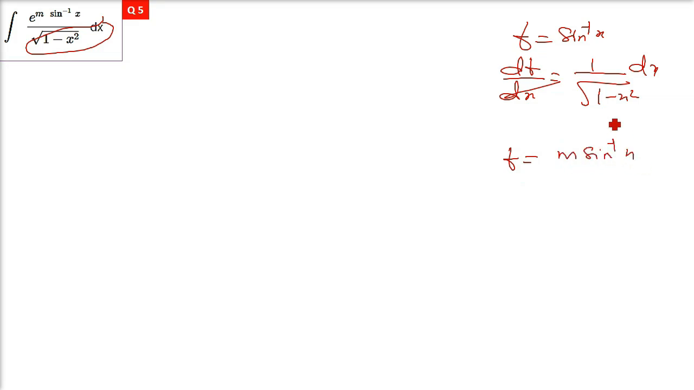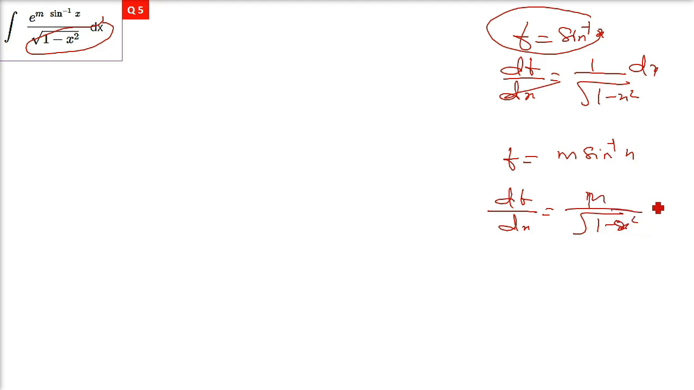T equals m sine inverse x. When you differentiate it, dt by dx will give you what? M remains like this. It's a non-reactive element in this mathematics, a constant. So m can go anywhere. Let's bring it down on the left hand side. But dx by under root 1 minus x square is dt by m.